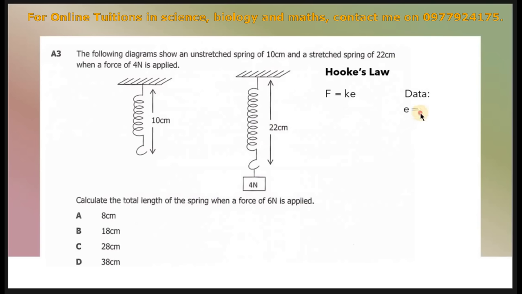So the extension is equal to final length minus original length. F for final length, then O for original length. So it is read as final length minus original length. The final length is 22 centimeters minus the original length, which is 10 centimeters. When you subtract 22 minus 10, you get 12.